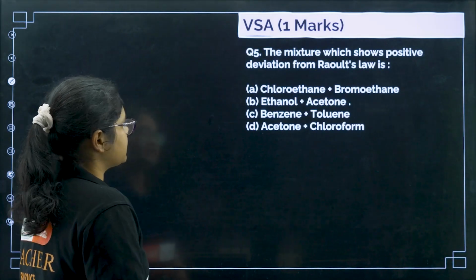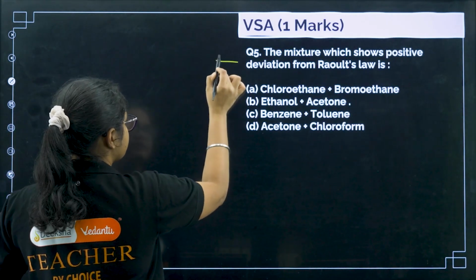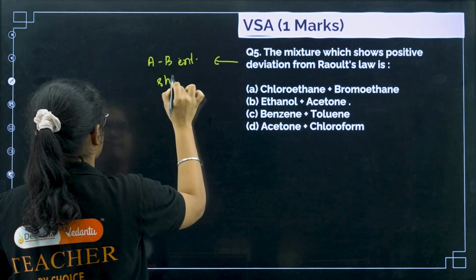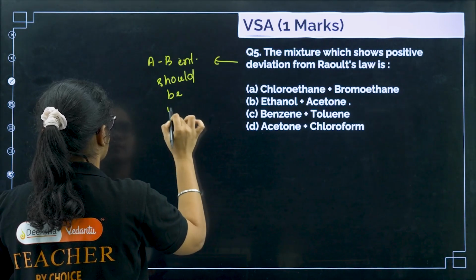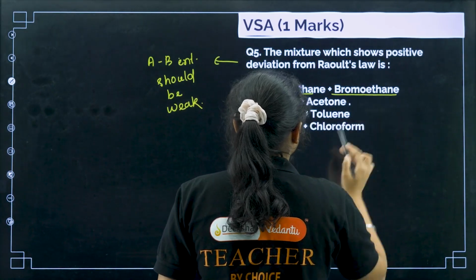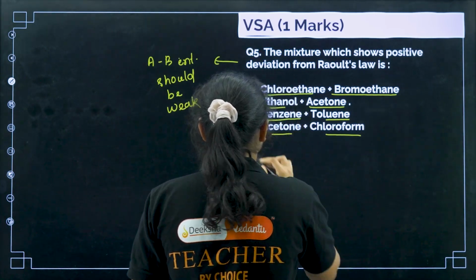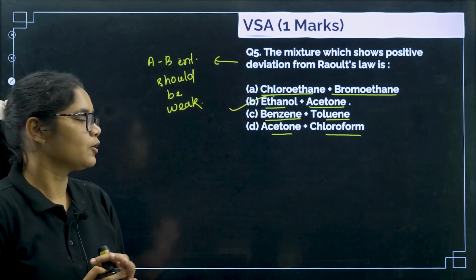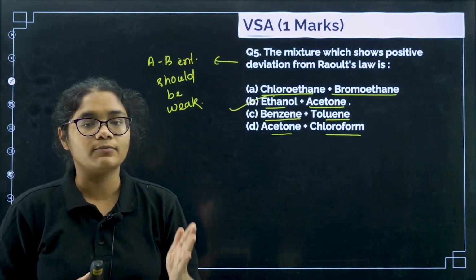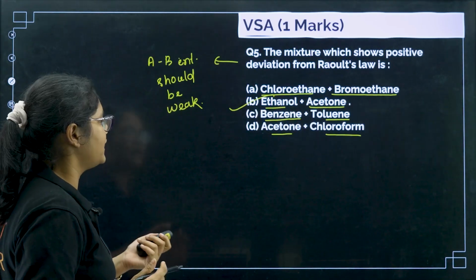Next, question number 5, the mixture which shows positive deviation from Raoult's law. For showing positive deviation, what should happen? The A-B interactions should be weak. Now if you see chloroethane, bromoethane, ethanol and acetone, benzene, toluene, acetone and chloroform. The correct answer for this question is option number B, because ethanol has very good hydrogen bonding, but when you put acetone in ethanol, the hydrogen bonding of ethanol is disrupted. So A-B interactions are weaker here. Correct answer is ethanol and acetone.